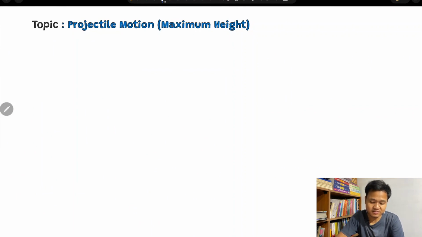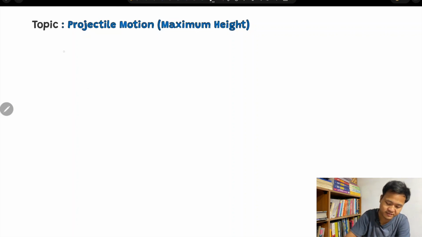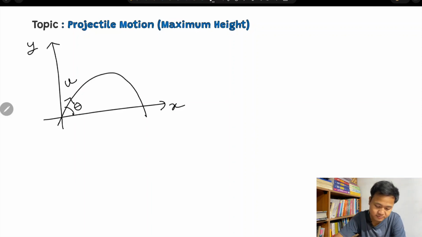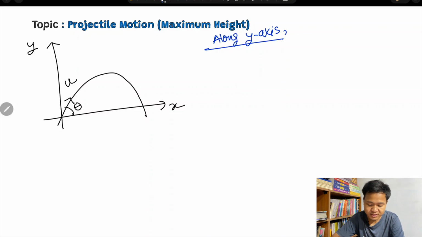Now projectile. There are 3 formulas that you have to remember: the formula for maximum height, time of flight, and range of projectile. So let's find out those things. Let's say a particle is projected with speed u at angle theta. We are finding the maximum height along the y-axis. Where is the maximum height? It is here, right? So this is the maximum height.